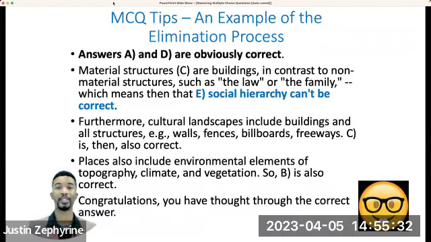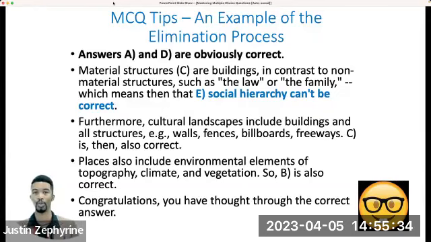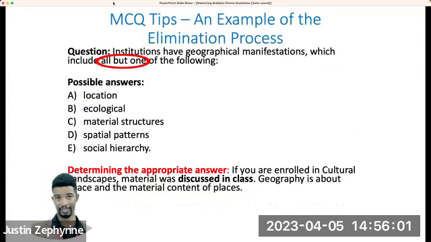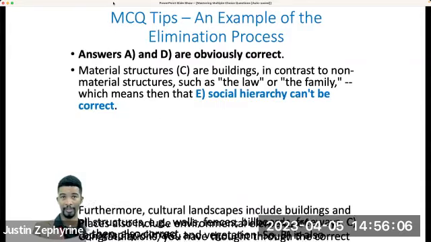Furthermore, cultural landscapes include buildings and all structures, for example walls, fences, billboards, freeways, etc. C is then, therefore, also correct. Places also include environmental elements of topography, climate, and vegetation. So B is also correct. So, just to cut a long story short, E is the answer, because it is the only one that doesn't have anything to do with the others, with location and ecological and all these other environmental factors.